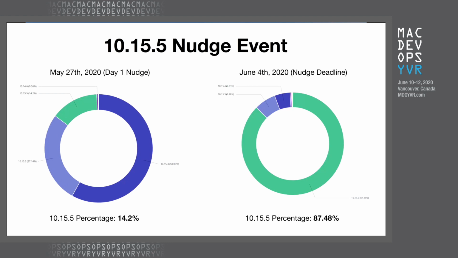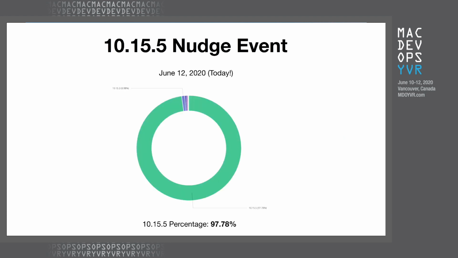But on the 27th is the first day that we nudged. And we can instantly see that by the end of the day, we had 14.2% of users on 10.15.5. And then by June 4th, we had 87.5% of the company. So that's a pretty amazing thing. Now, we did have some stragglers. There's almost 15% of people that had not made the deadline. But Nudge gets very, very aggressive, and it really encourages them. So as of today, we have almost 98% of our fleet on 10.15.5.